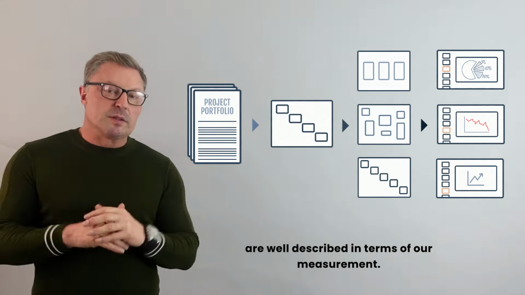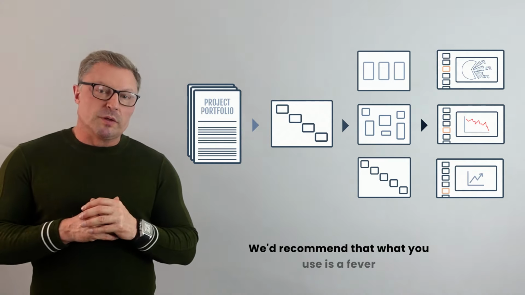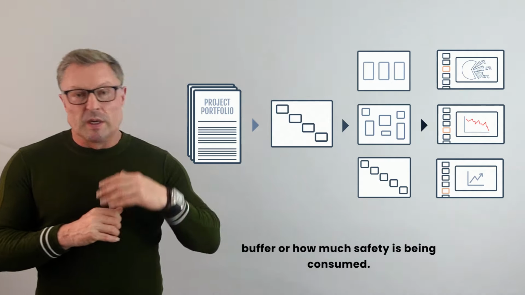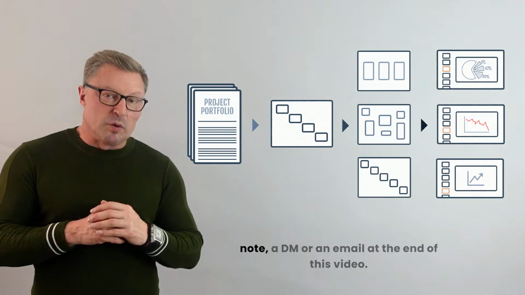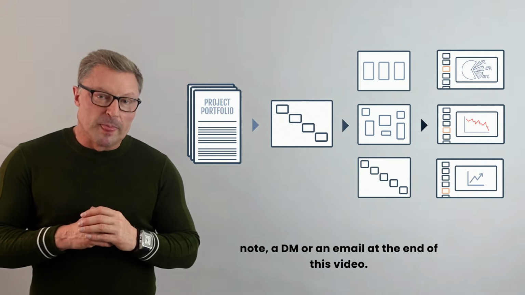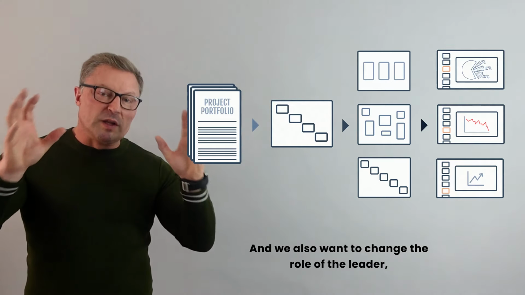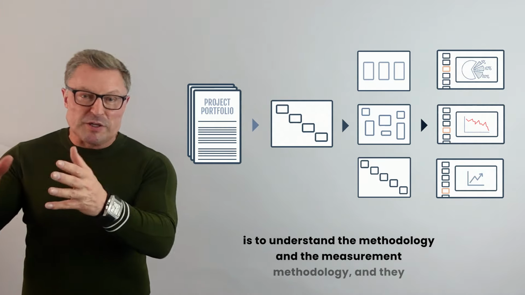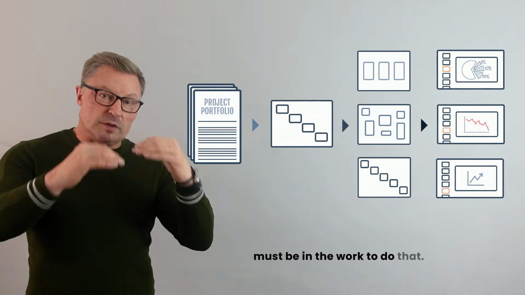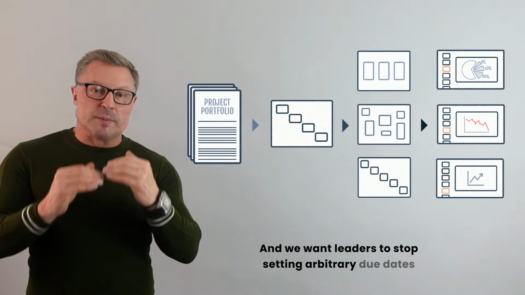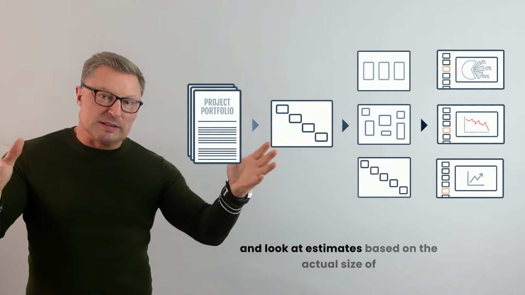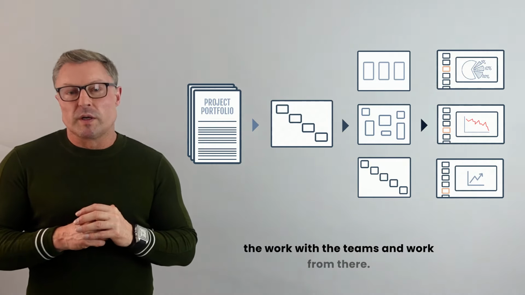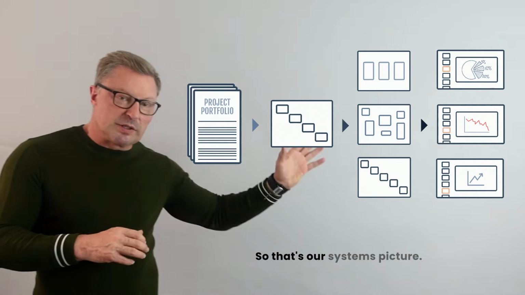In terms of our measurement, we'd recommend that what you use is a fever chart, which gives you a view of how much buffer or how much safety is being consumed. If you want more information on that, please just drop me a note, a DM or an email at the end of this video. And we also want to change the role of the leader, which is to say, number one, the job of the leader is to understand the methodology and the measurement methodology, and they must be in the work to do that. And we want leaders to stop setting arbitrary due dates and look at estimates based on the actual size of the work with the teams and work from there. So that's our systems picture.